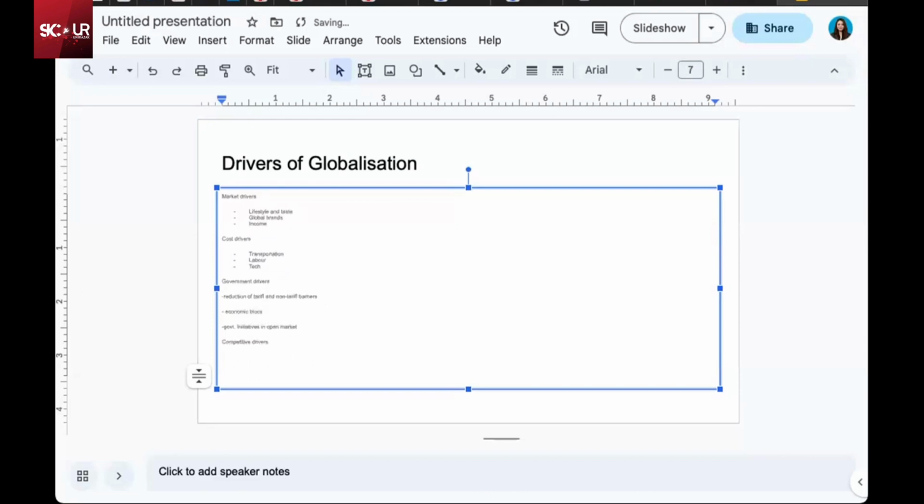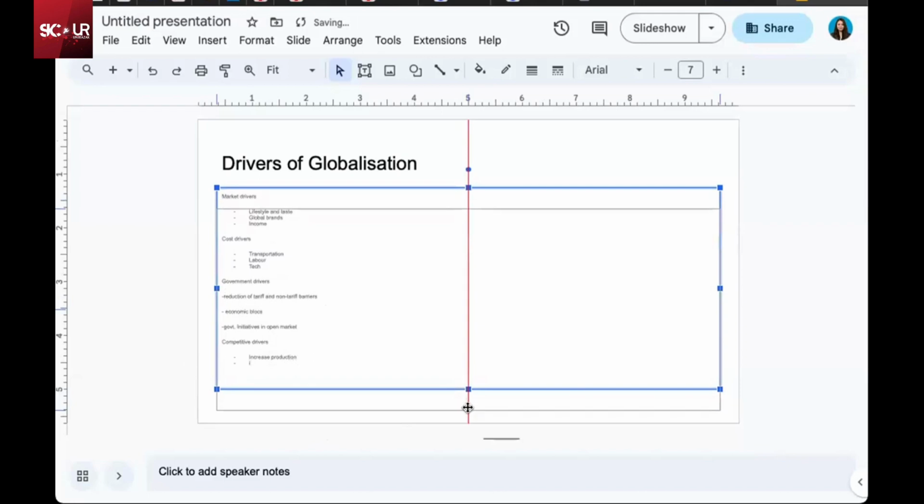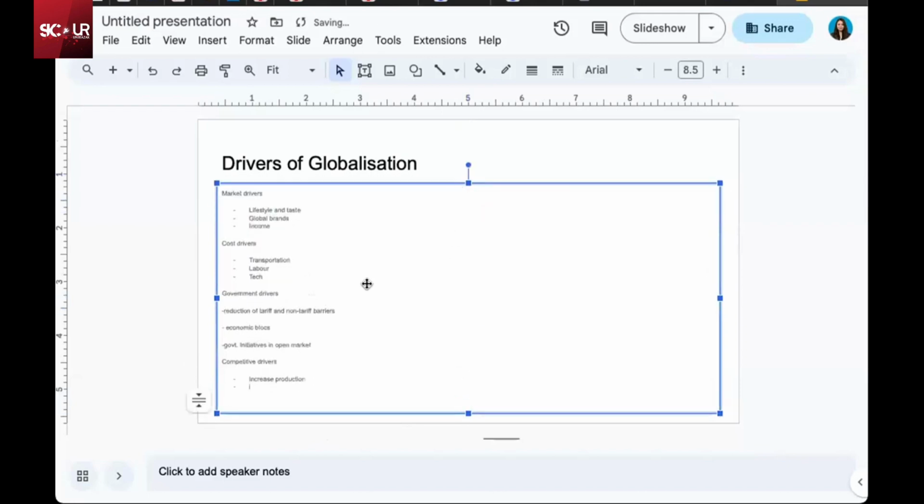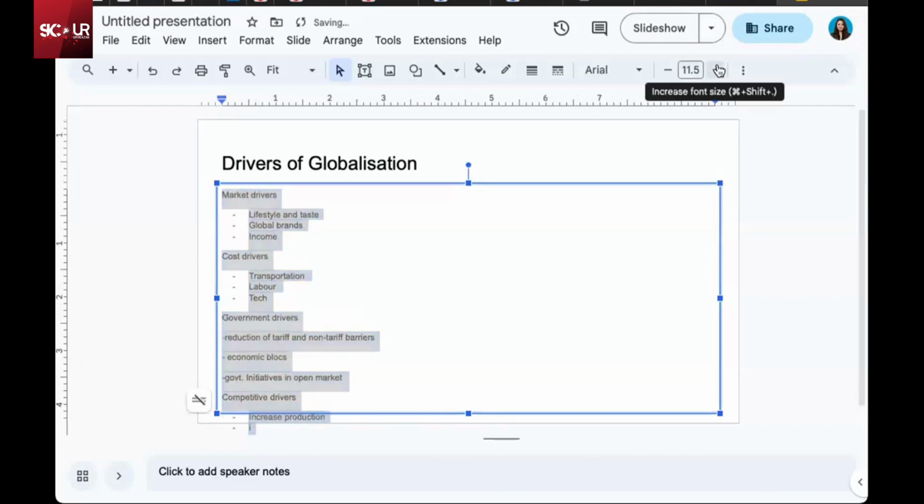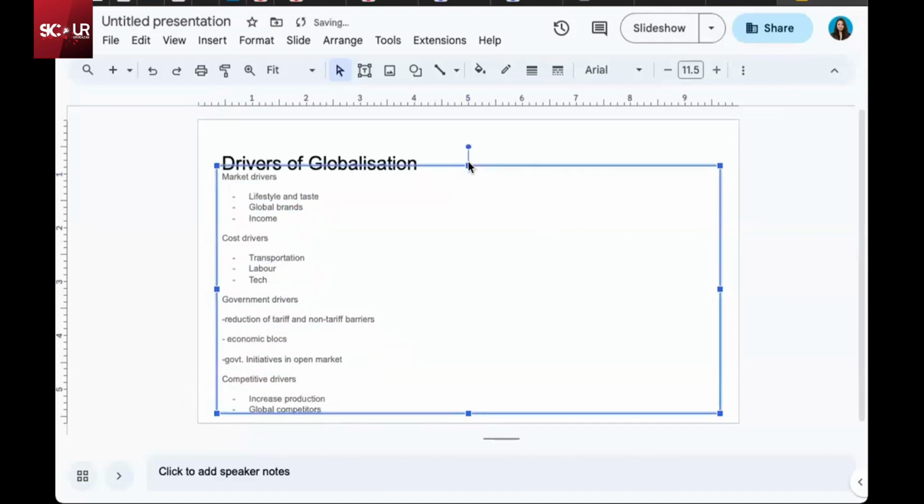And lastly is the competitive drivers. So they want to increase production, like I said just now, and they want to become global competitors, because you want to enter the new market, right? The foreign market. Okay, so those are the drivers.